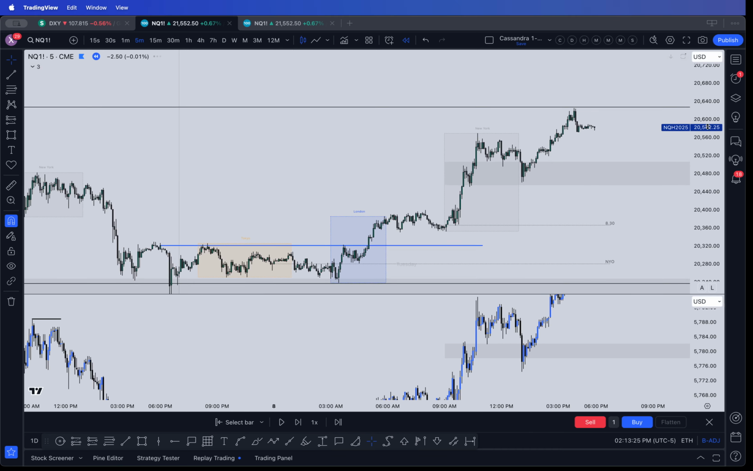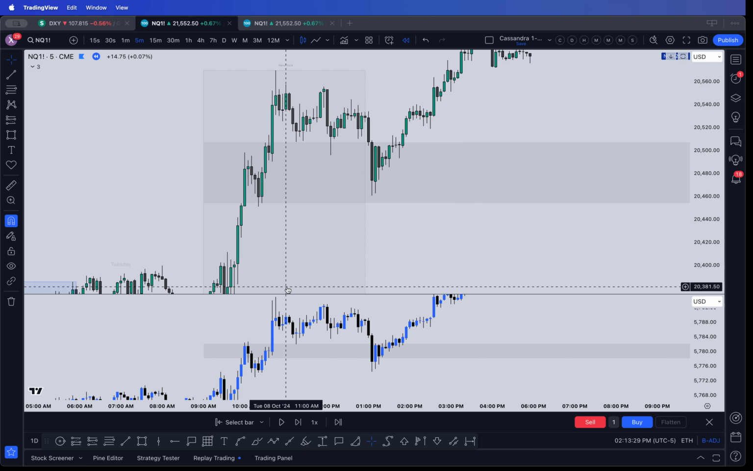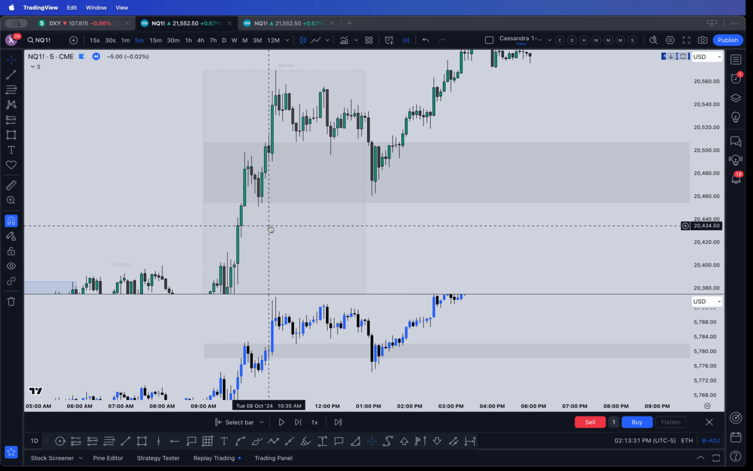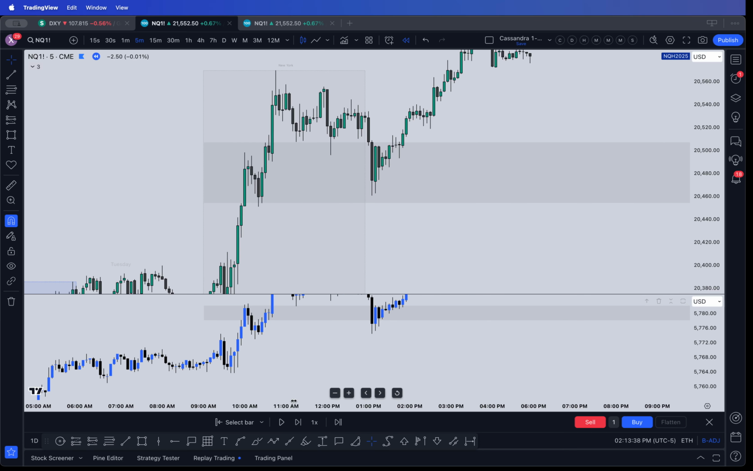And what are you waiting for? Some sort of divergence, right? S&P and SSD. So as you can see, we're waiting for some sort of divergence. We don't have any divergence of these lows, do we? Well, let's see.